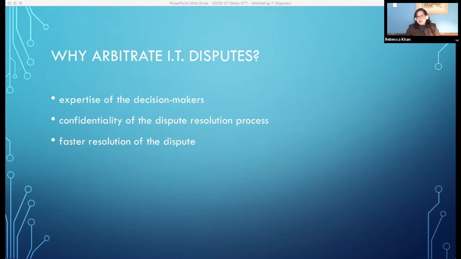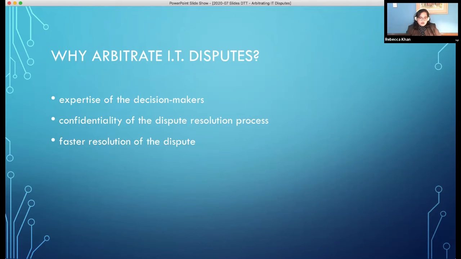And certainly, if you have a dispute in this area, you want the decision maker for your dispute to be able to understand what that IT contract involves, what the technology involves, or what is expected of the technology, what were the deliverables, and was it met? So because you're allowed to appoint your decision makers in arbitration, you can choose arbitrators who have the necessary expertise to decide the dispute.